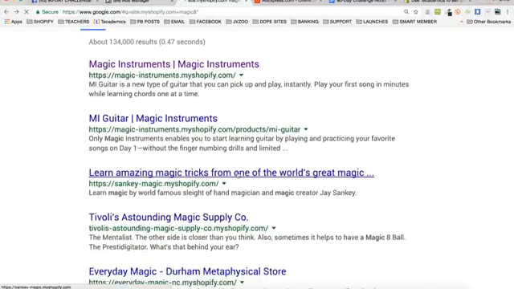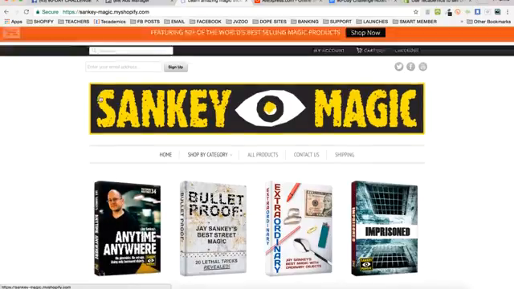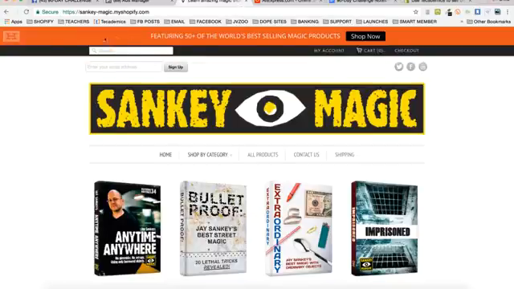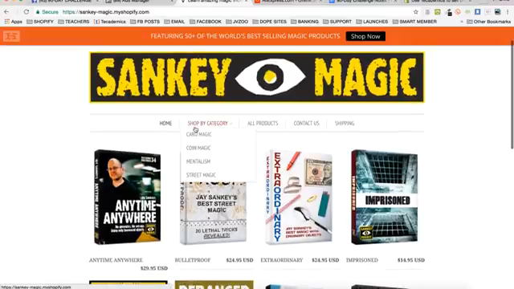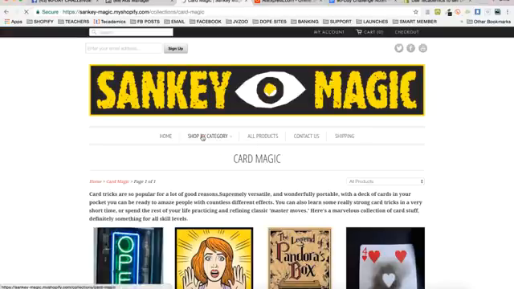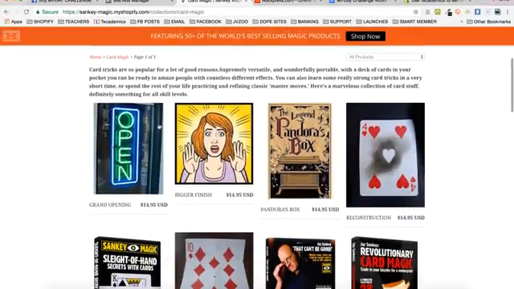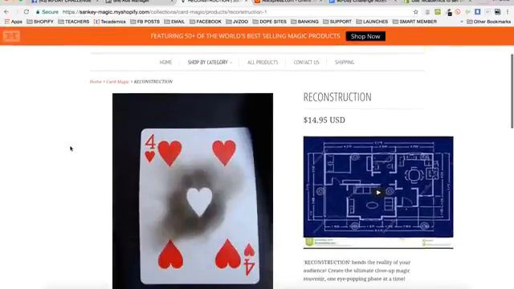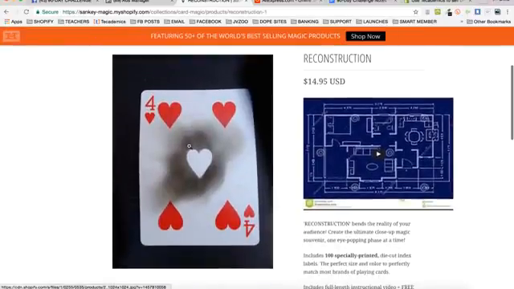Let's go down here. Learn amazing magic tricks. Okay, here's a magic site. You'll notice it has this big bar up here, and then it has this logo, and then you can shop. They have magic, card magic, coin magic, street magic, and mentalism. So you can go in here and you can click on card magic, and it's going to show you a bunch of card magic stuff. So you click on here, and they give you the picture of the card and what it is.